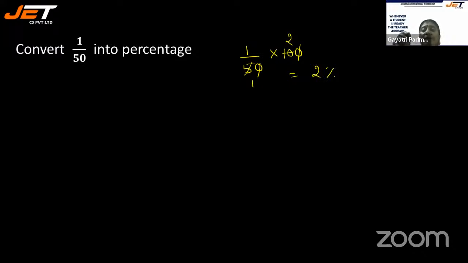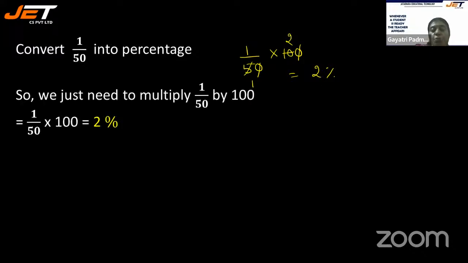Supposing you are converting this percentage into fraction, then you have to divide by 100. Is it clear? If you want to convert from percentage into fraction, then you should divide by 100. If you want to convert the fraction into percentage, then you have to multiply by 100, vice versa. All right, let's see. It is 2%. If you have got 2%, your answer is perfect. Your 30 seconds is also done. Now let's try another one.